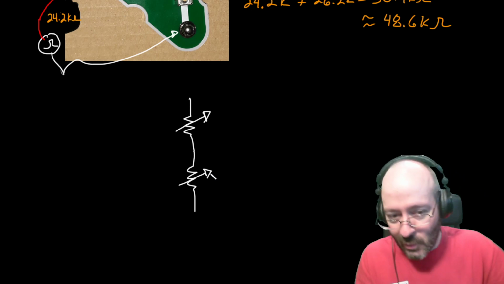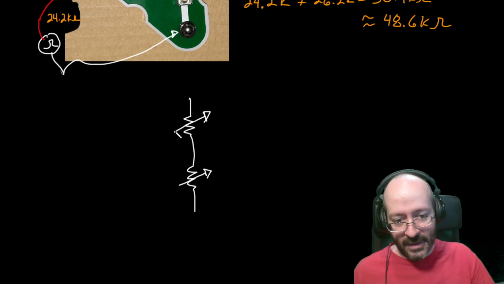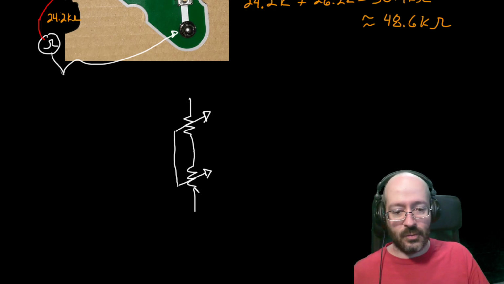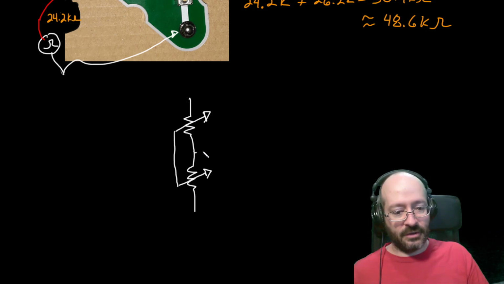So we can draw an equivalent schematic symbol out of two variable resistors, but they vary together. So we gang them together like that. So as I vary one, the other one varies with it. Okay, so as I make this one bigger, this one gets smaller. As I make this one smaller, this one gets bigger. Okay, so here's the circuit we're going to build.